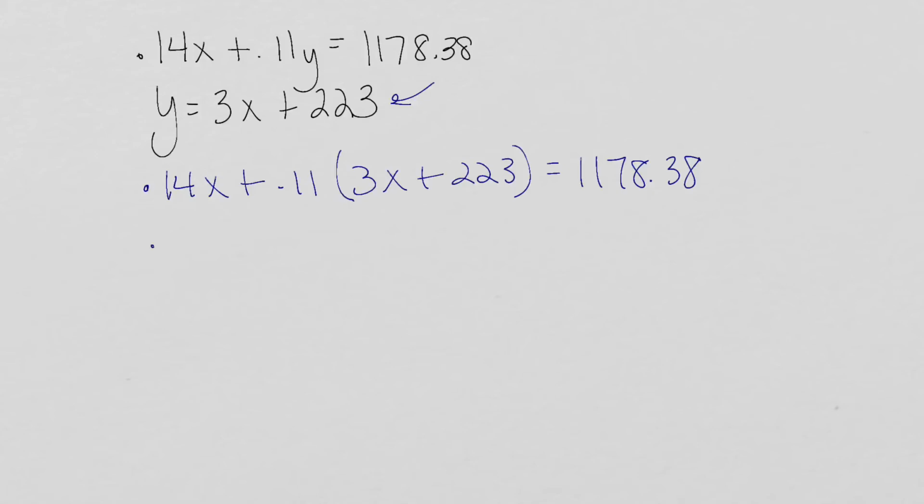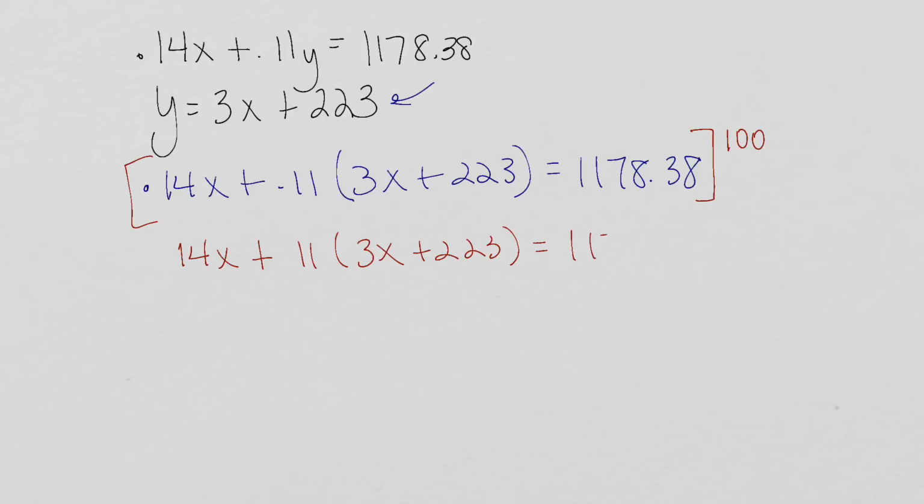I'm going to take this entire first equation here and multiply times 100. This is going to help me eliminate my decimals, which will give me 14x plus 11 times 3x plus 223 equals 117,838. I'm going to distribute.